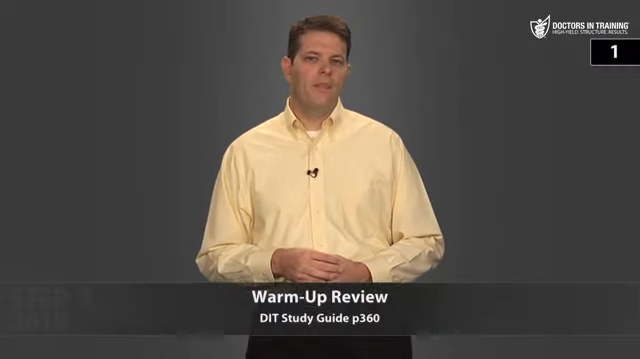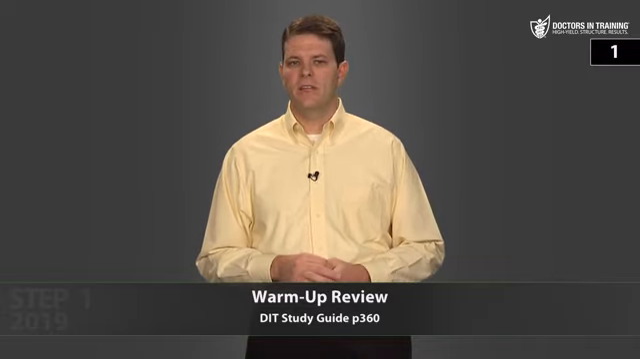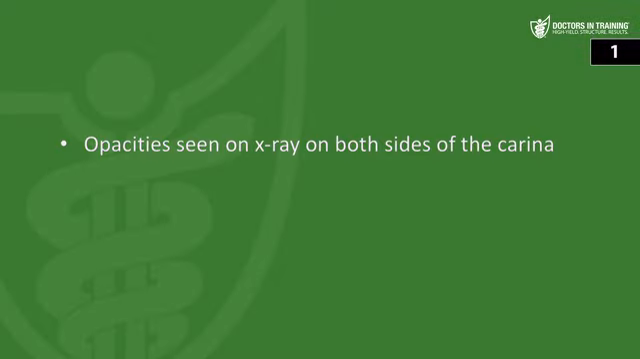Let's warm up for Micro 22. First question, what pathology fits each of the following high-yield statements? So opacity seen on X-ray on both sides of the carina. So when you see bilateral hilar lymphadenopathy in the chest, think about sarcoidosis.